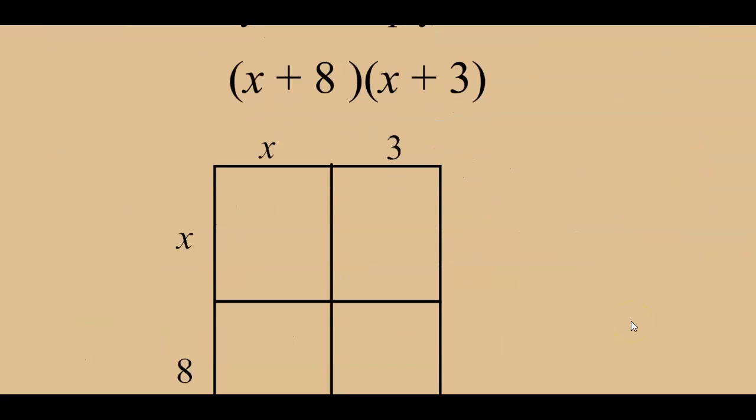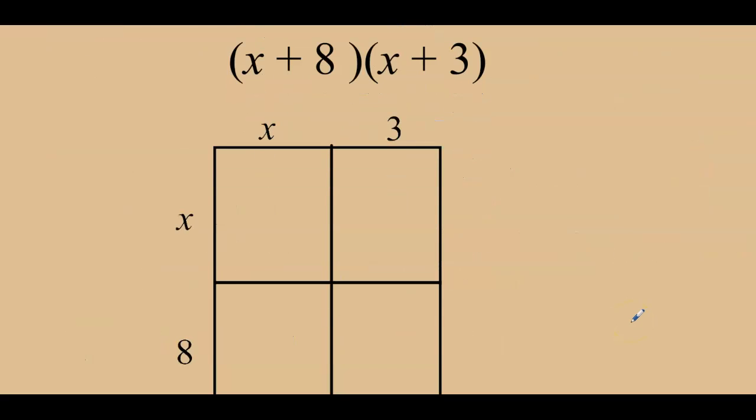If I were going to use the method that has algebra tiles, or the area method, x times x is x squared. X times 3 is 3x. 8 times x is 8x. And 8 times 3 is 24.